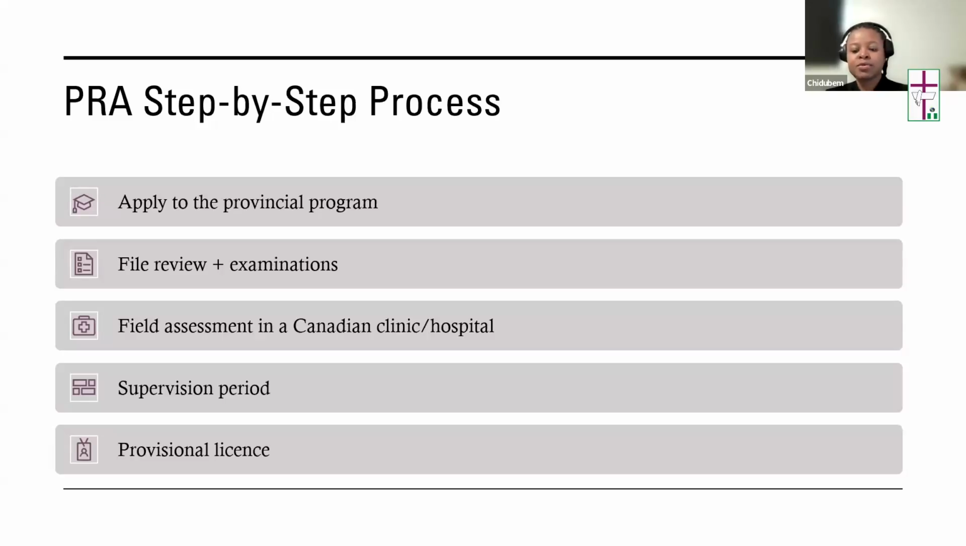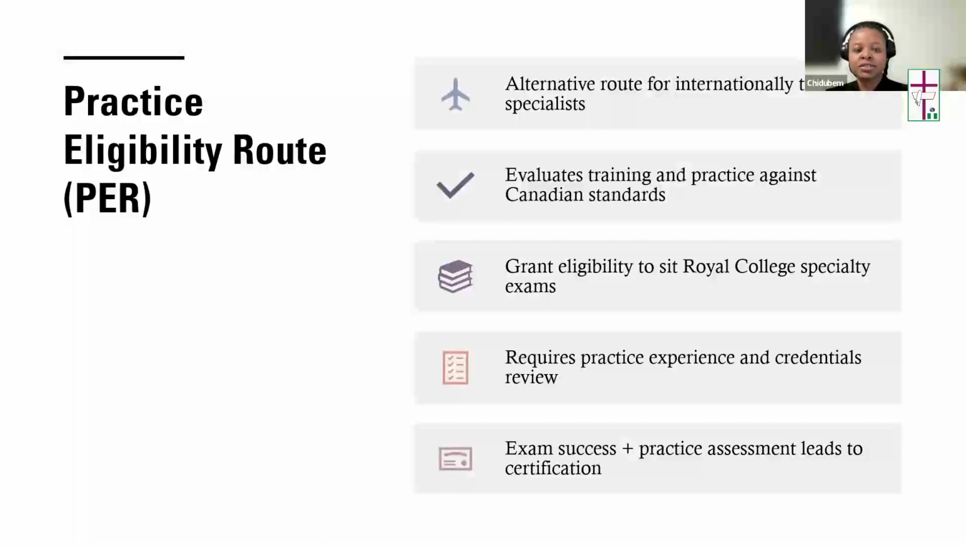So the next one will be the pathway for the specialists. This is the practice eligibility route, an alternative route for internationally trained specialists. When you hear Royal College, it is about the specialists; the family physicians have a separate college, the College of Family Physicians of Canada. This is offered by the Royal College of Physicians and Surgeons of Canada for those whose postgraduate training was not completed in a Royal College accredited Canadian or US program. So they recognize specialty training worldwide, everywhere.